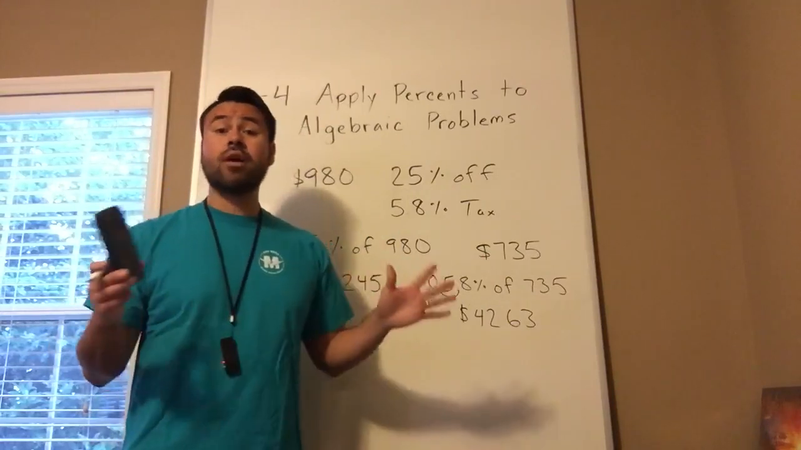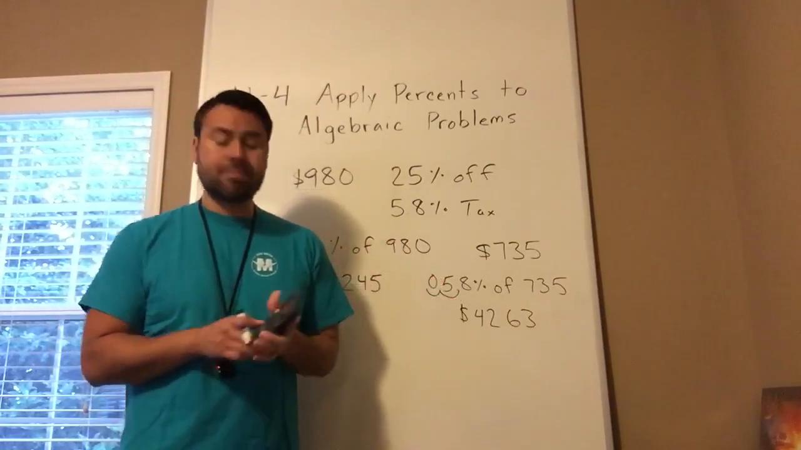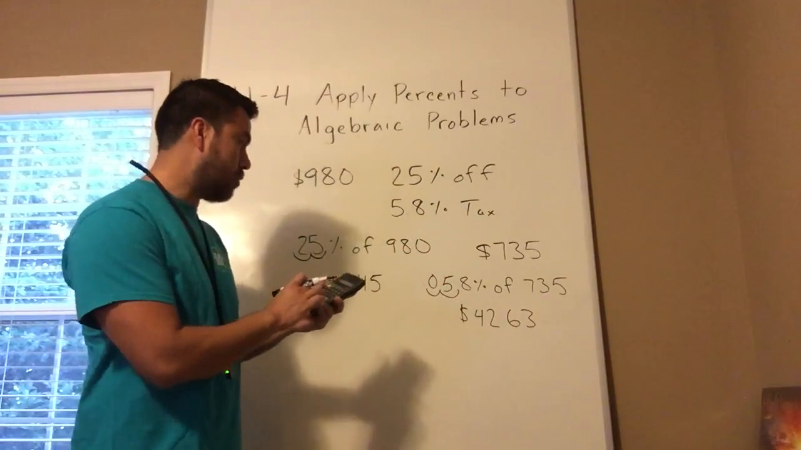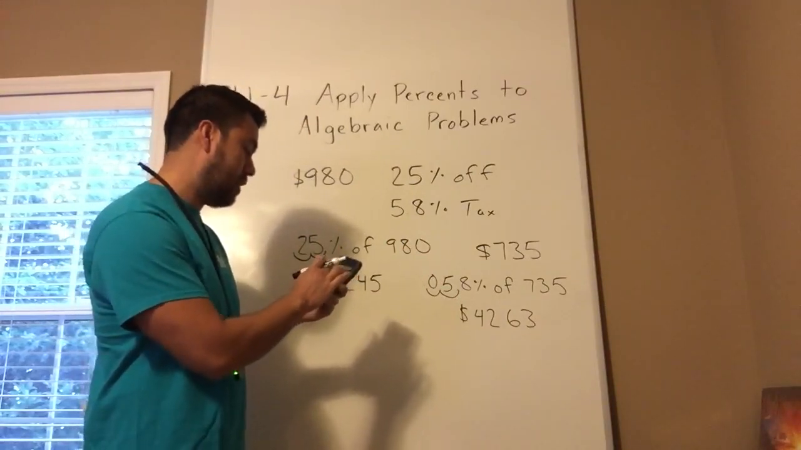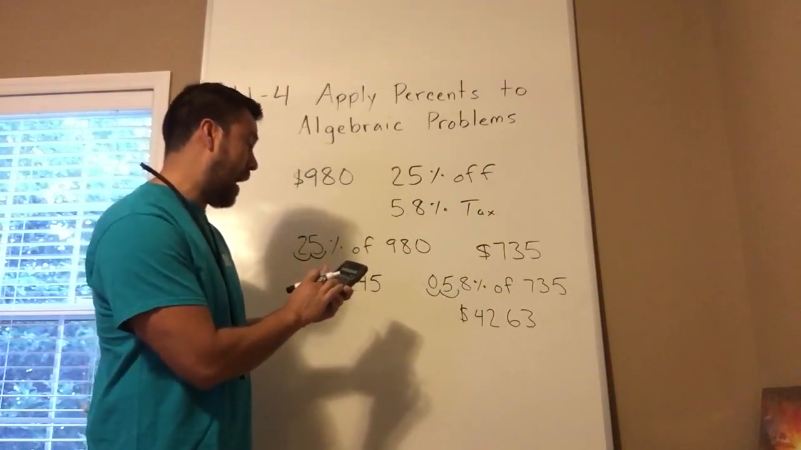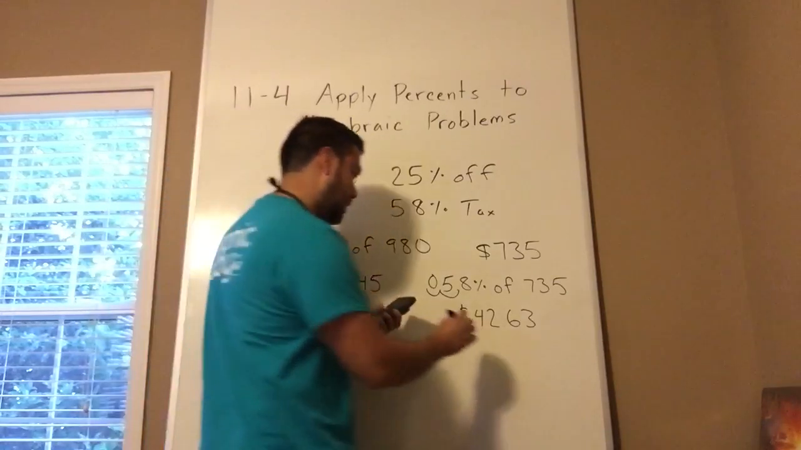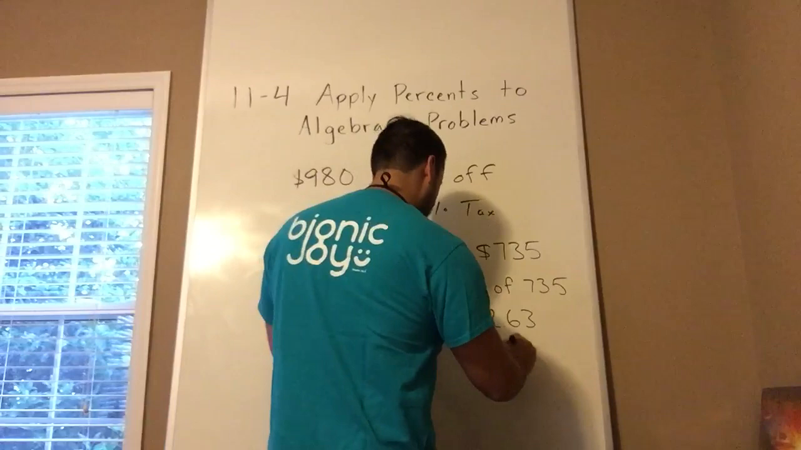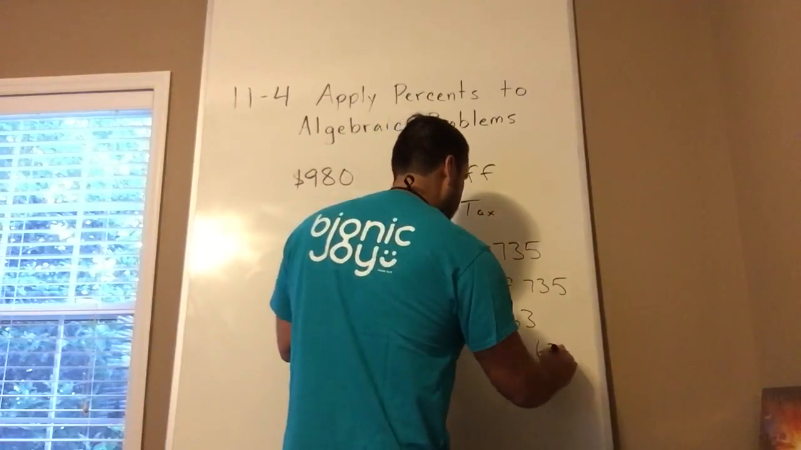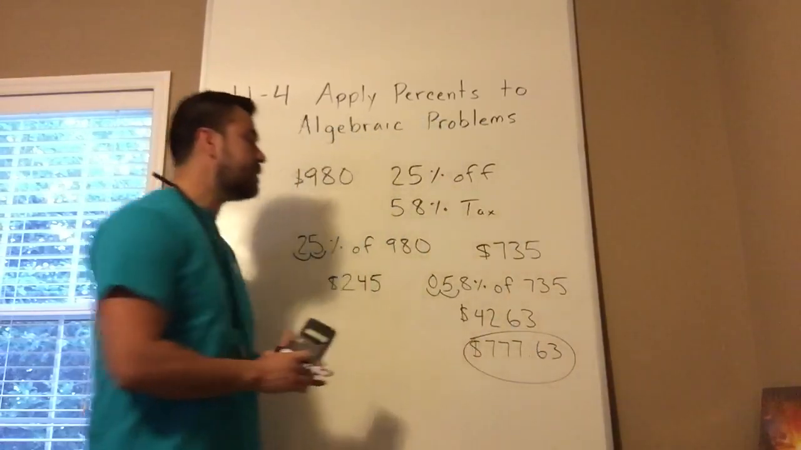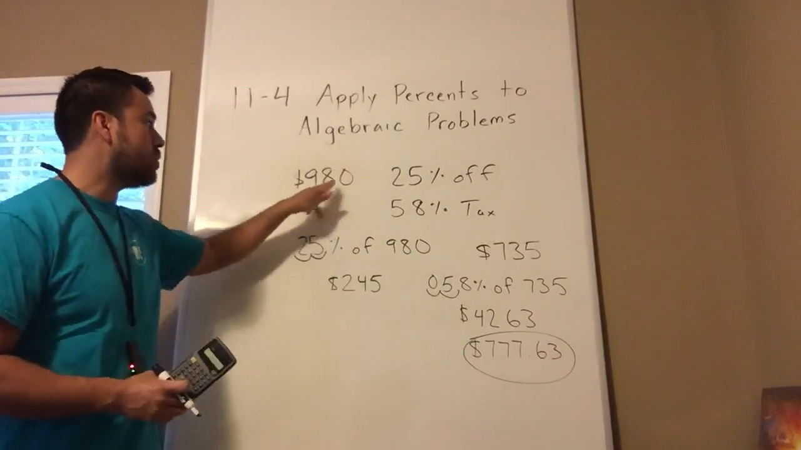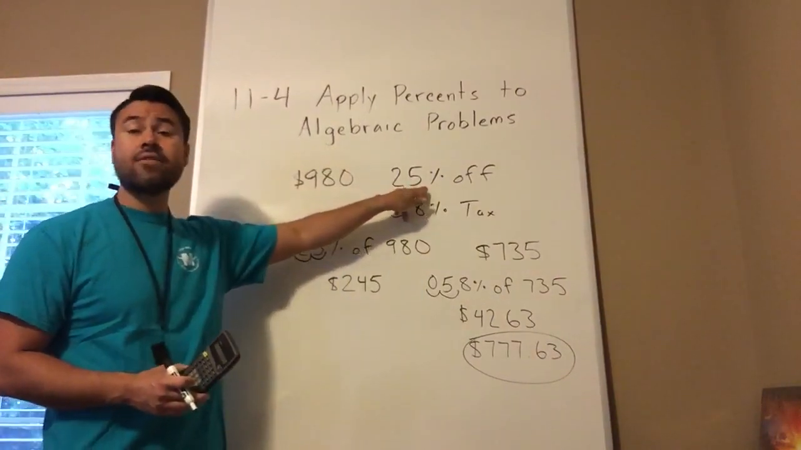So it wants you to tell them how much is he paying for that item. So you take the 735 and you add the 42.63, and he's going to pay $777.63. So in this problem, you had to find a percent that gave you a discount.